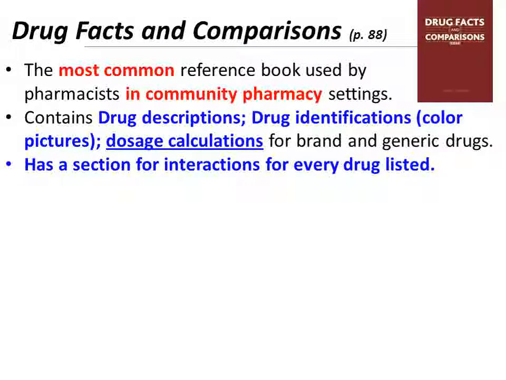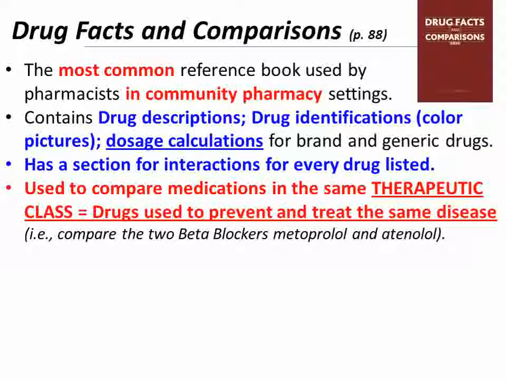It lists drug interactions for each medication. And also importantly, a pharmacist can use this to compare medications in the same therapeutic class. Therapeutic class just means that drugs are grouped together according to the disease that they help to prevent and treat. So for example, a pharmacist can refer to Drug Facts and Comparisons to compare two beta blockers, metoprolol and atenolol.